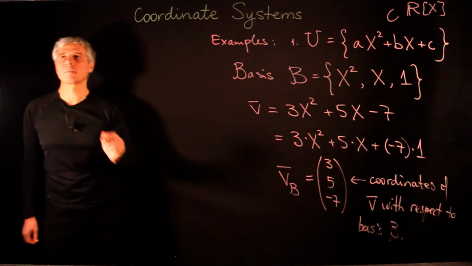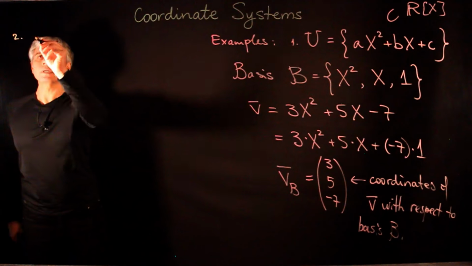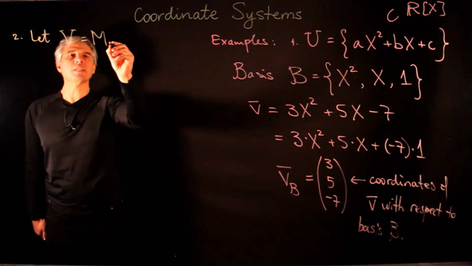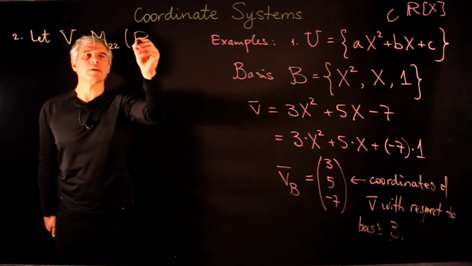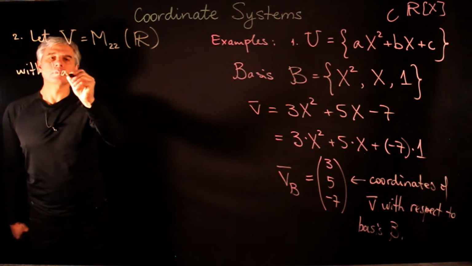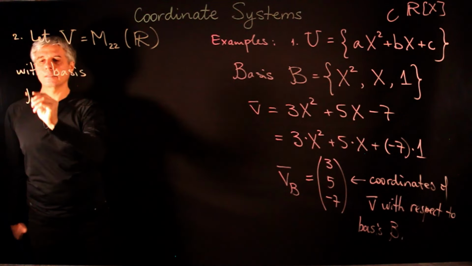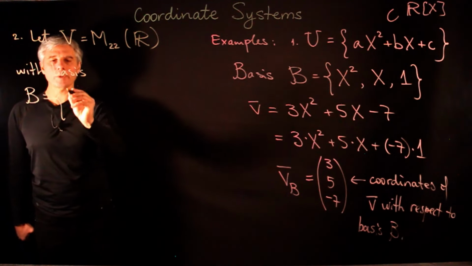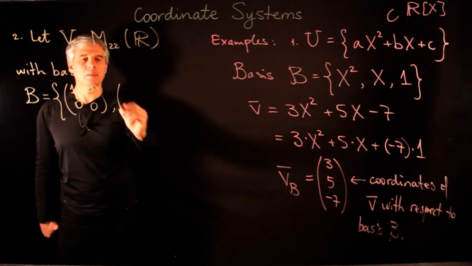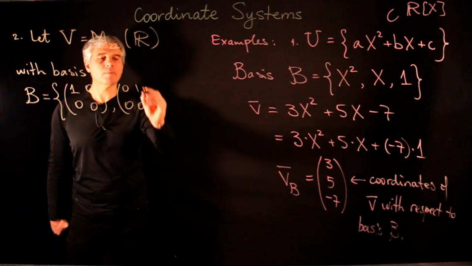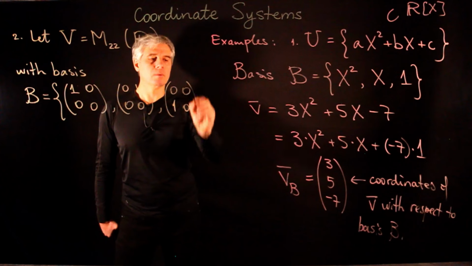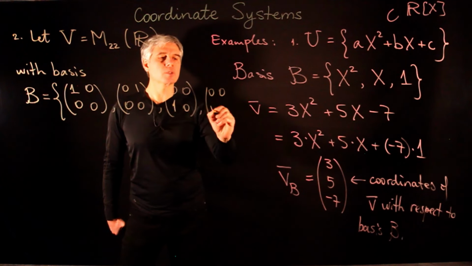As our second example, let us take a vector space of 2 by 2 matrices over real numbers with basis B, which consists of the following matrices: 1, 0, 0, 0; 0, 1, 0, 0; 0, 0, 1, 0; and 0, 0, 0, 1.